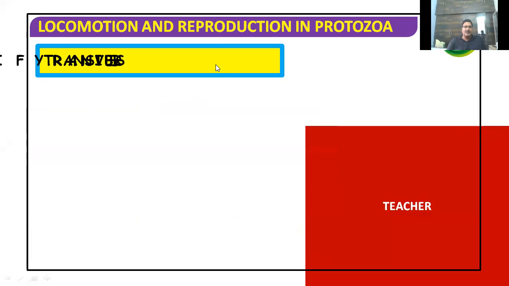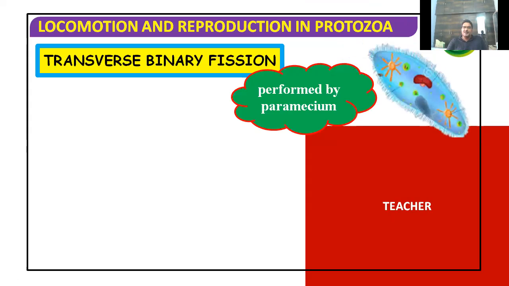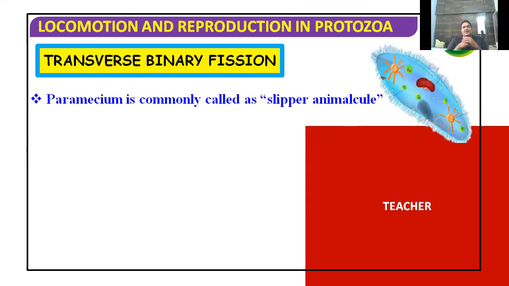As I said to you, longitudinal binary fission occurs in Euglena and transverse binary fission in Paramecium. These two are very, very important for the state examination. So, transverse binary fission is performed by the Paramecium. The Paramecium is commonly called the slipper animalcule.